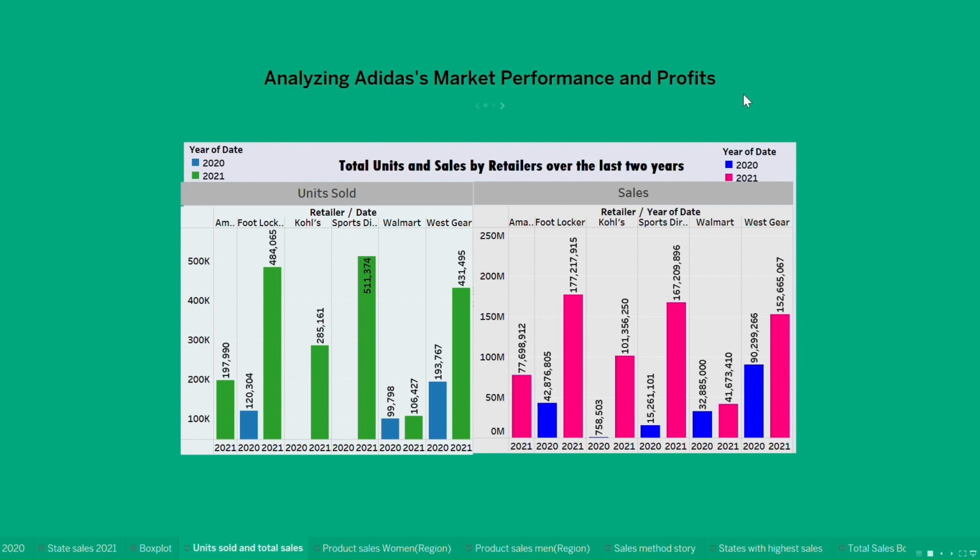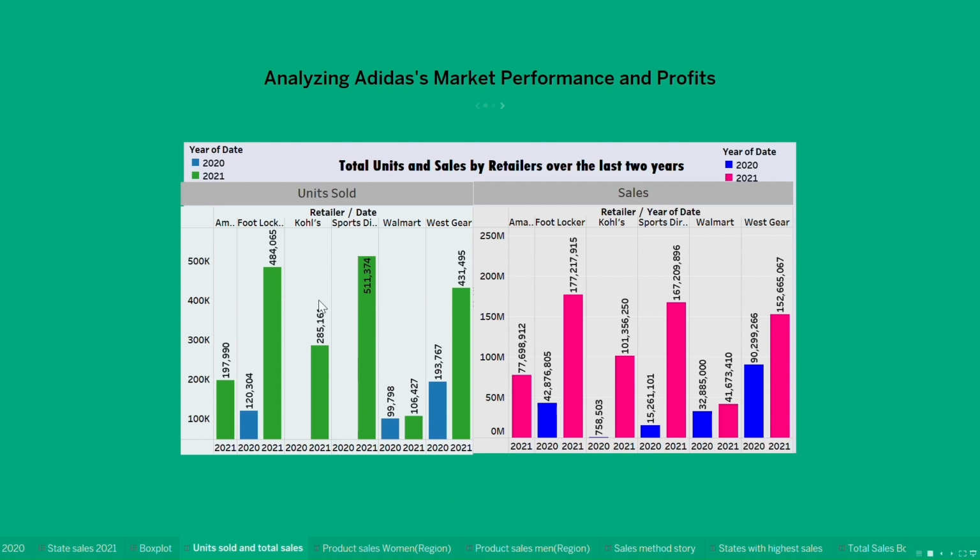So with my first story, it says analyzing Adidas market performance and also the profits. As we can see, during COVID in 2020, a lot of things were not moving as before. Sales were down generally everywhere, and that was the same for Adidas too. From our chart, you can see that in 2020 all the figures are lower than what we have in 2021.